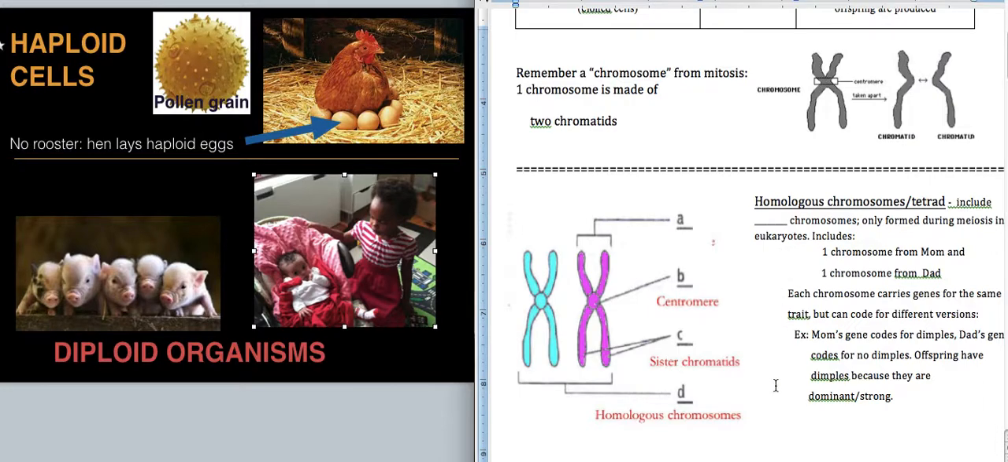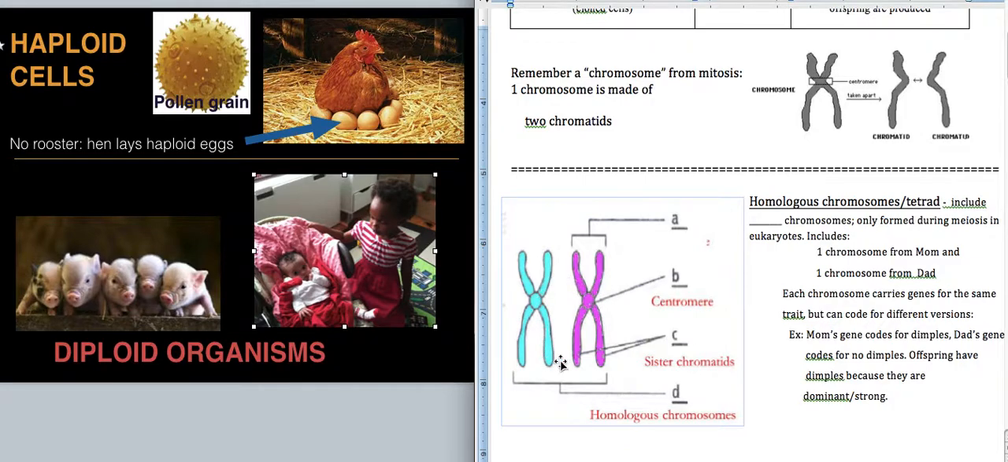Now, let's look at what we're going to have in this unit. This unit has 2 chromosomes sitting next to each other. These are called homologous chromosomes, also called a tetrad. Let's talk about homologous first, because you know chromosome is the X. What does the prefix homo mean? We've talked about this before. It means same. So homologous is a fancy biology word for same. So homologous chromosomes mean same chromosomes.